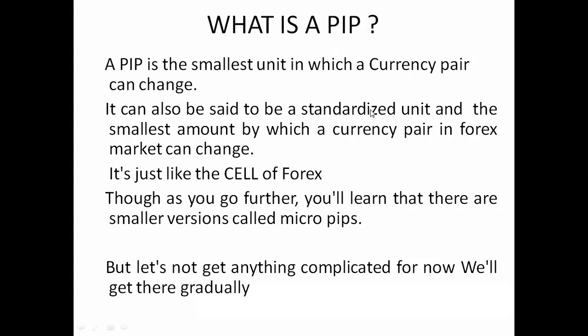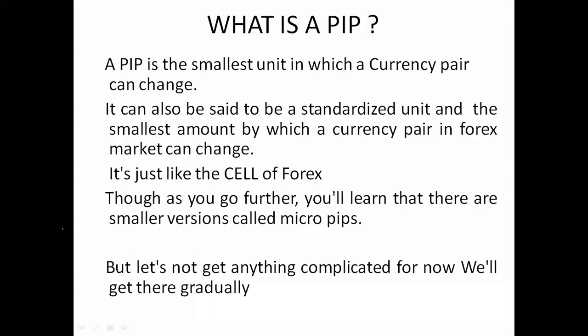Basically, what we're trying to say here is that every profession has its own tools. Let's say a carpenter has a measuring tape, a tailor also has a measuring tape. The same thing is what a pip is to a forex trader. A pip is a kind of measuring tool we use to measure the difference between price and time. So everything we do in the financial market is measured in pips. It's like our own measuring tool.